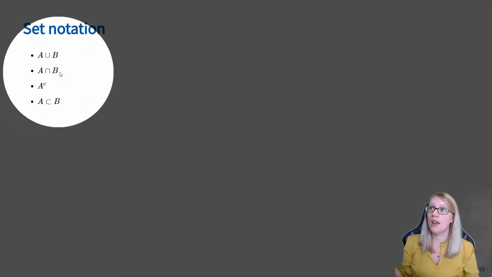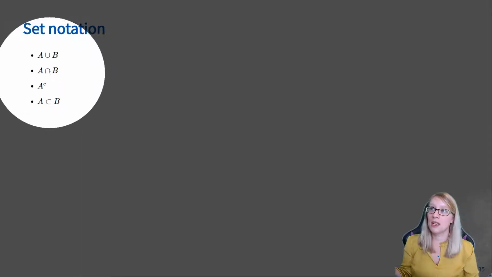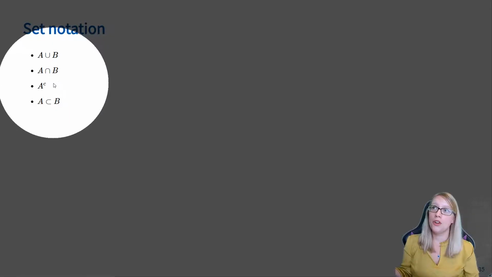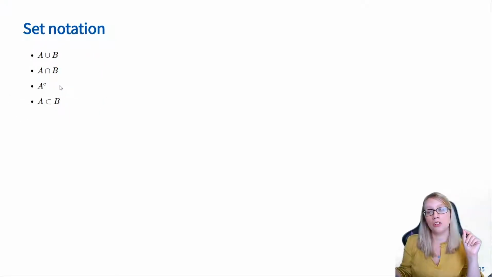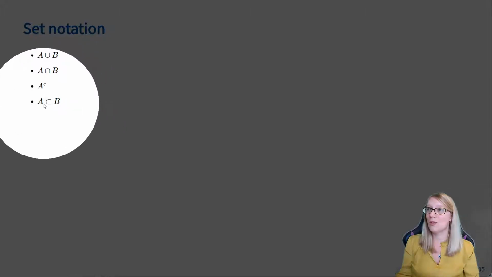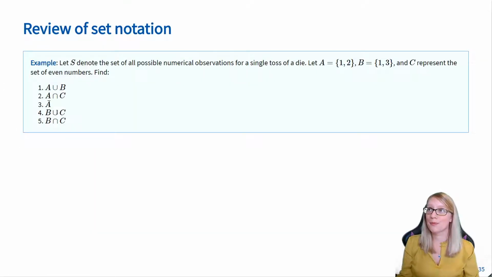The second one, A intersect B, this is the event that both A and B occur. Third one, we'll use a C up in the superscript to indicate the complement, so that is everything not in A. And then finally, this last one here is the subset symbol. So this means that A is a subset of, or within, B.